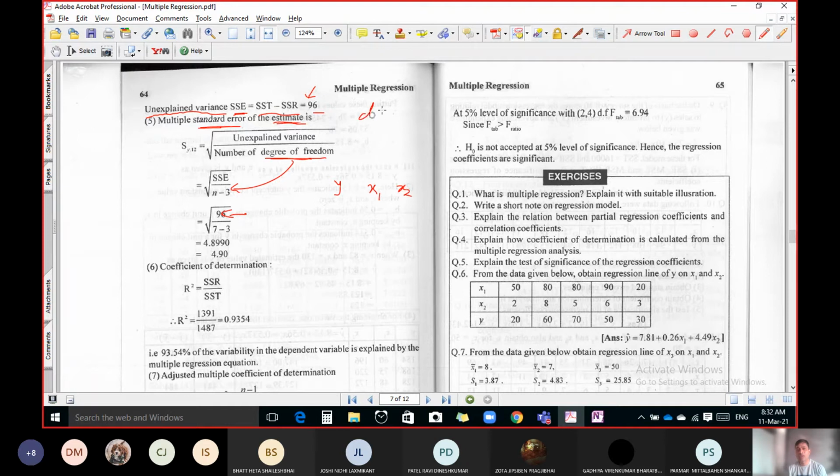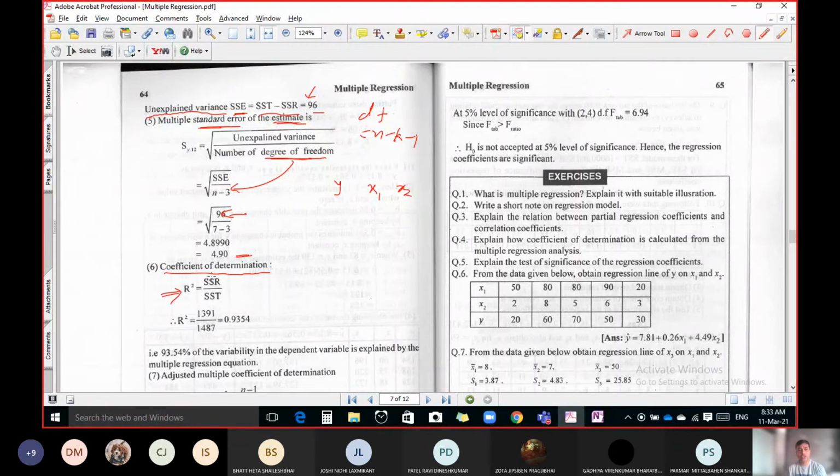You know the formula of degree of freedom, it is nothing but n minus k minus 1. Here there are two independent variables x1 and x2, so k is 2, so n minus 2 minus 1, so we get n minus 3. So use this formula and calculate the value, you will get the standard error of estimate. So what is the formula of standard error of estimate? Unexplained variation divided by degree of freedom and its square root. That is standard error.